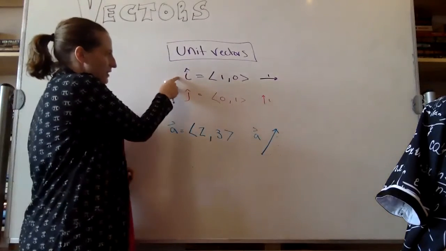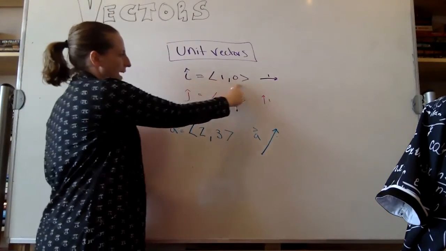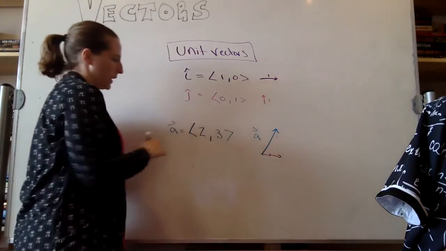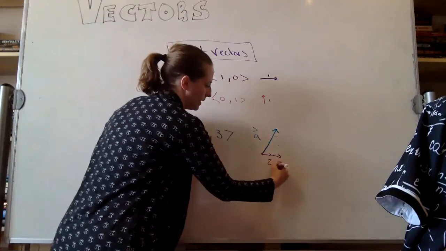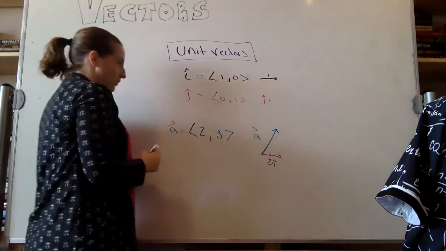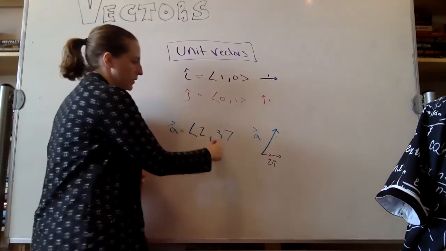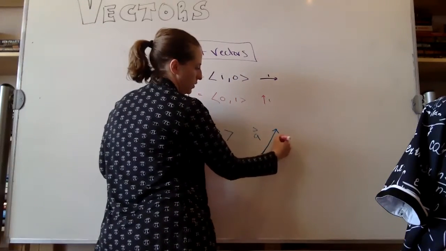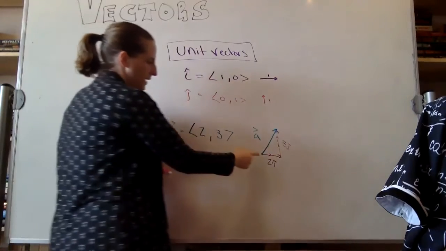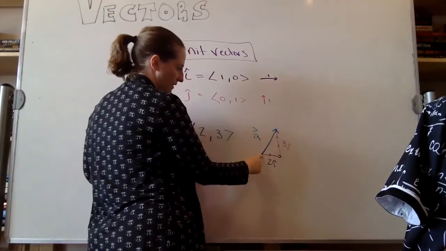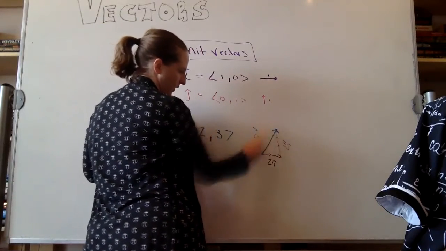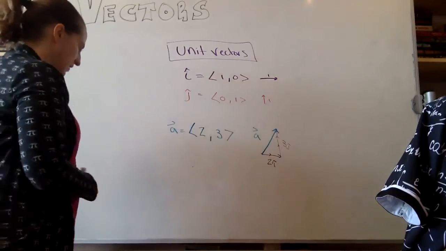What do I mean by that? Well, i hat is our unit horizontal vector. So how many i's do I need if I went over 2 units horizontally? I need 2 i's. So this would represent 2 i hat. And how many j hats, vertical unit vectors, would I need if I went 3 units vertically? I would need 3 j hats. Now notice I've got 2 i hats and 3 j hats. If I add those together, vector addition, tip to tail, that would give me my A.